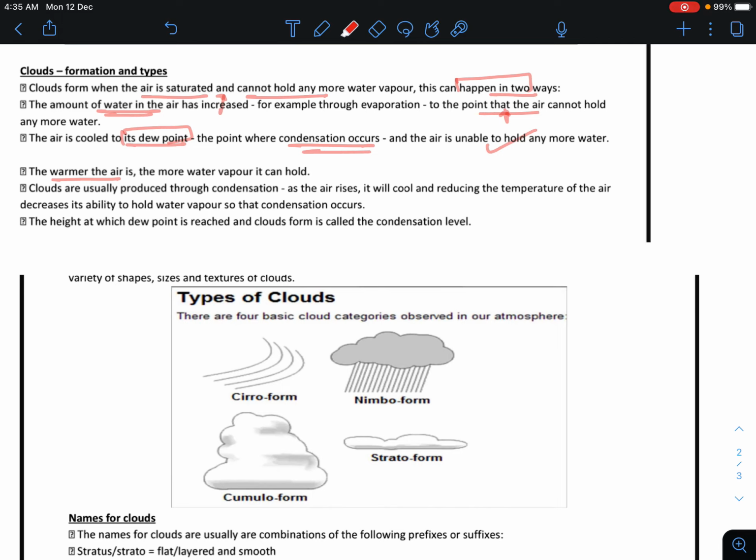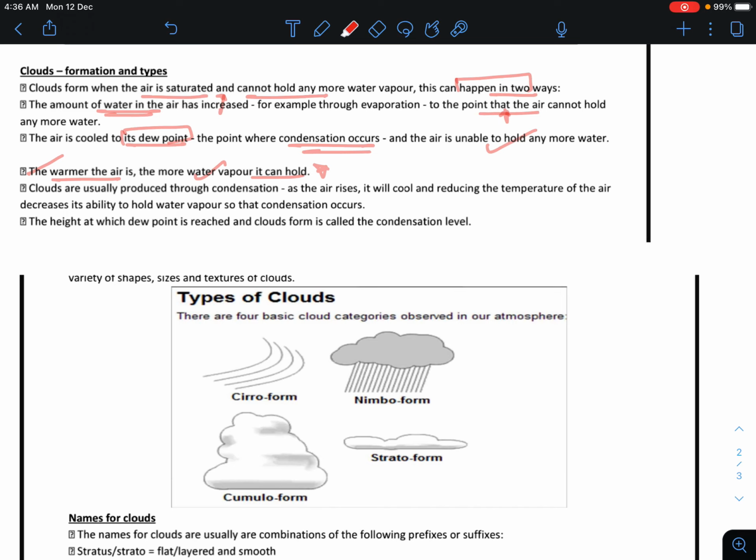If air is warmer, it means that it can hold more water vapor. This is a very important concept, please remember it. If the air is warmer, what is going to happen? The intermolecular space between the molecules of air is more. So if the intermolecular space between the air molecules is more, it has more capacity to hold water. Because the air is sparsely distributed in this condition, water vapor can be held more.